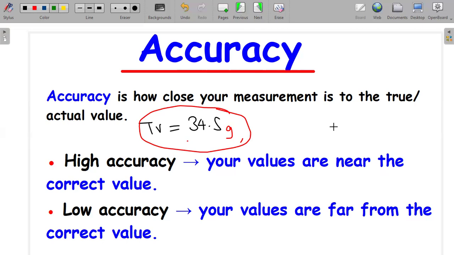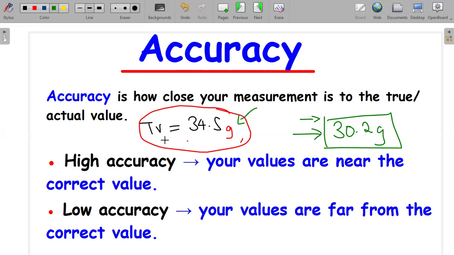But let's say my measurement, after I put this on the measuring instrument, is giving me 30.25 grams. Now I'm going to compare my measured value, which is 30.25, to the true value, which is 34.5. Are these two close? They are not close, because this is 34 point something, this is 30 point something. There's a gap there. So this measurement here is not accurate. That's how we can determine if a certain measurement is accurate or not when we are given just one measurement.